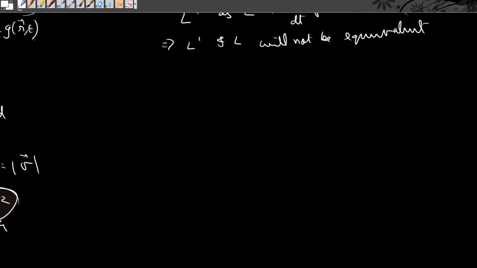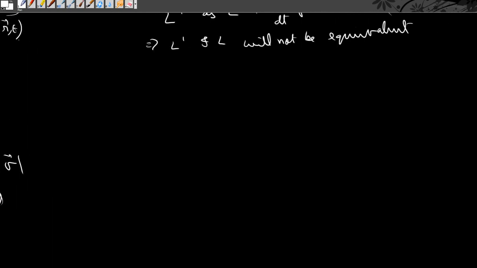Alright, now we said that L is some function a v square plus b, plus you can always add d by dt of some g of r and t, because any Lagrangian which is defined in this form will define a free particle when you apply the Euler-Lagrange equation.